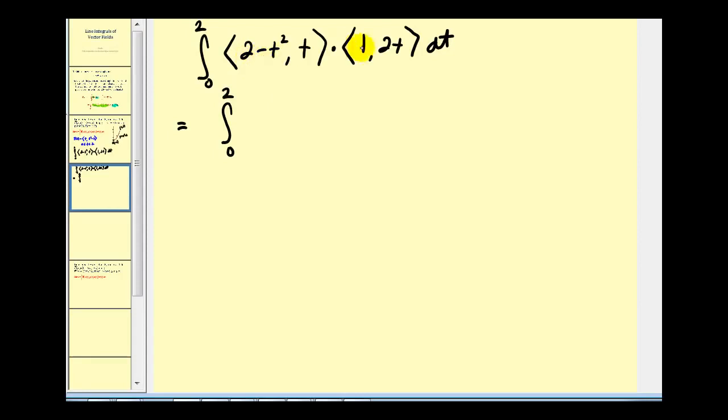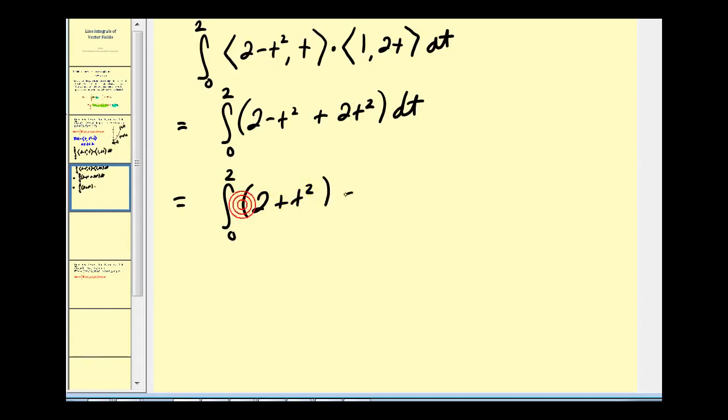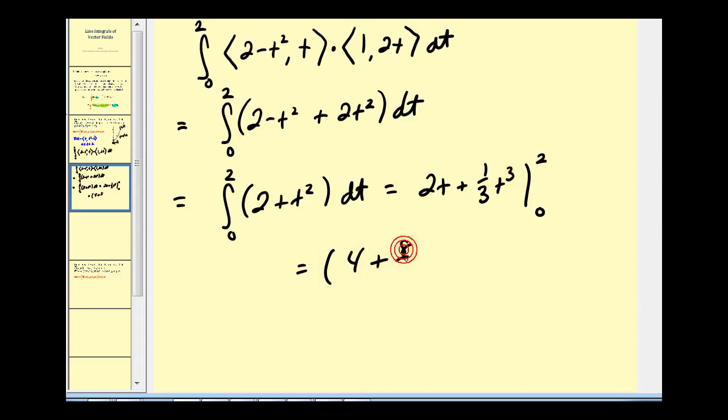So we'll have 2 minus t squared times 1, that's 2 minus t squared, plus t times 2t, that'll be 2t squared. Let's go ahead and combine our like terms. We'll have 2 plus t squared. So we'll have 2t plus 1/3 t cubed. So when t is 2, we'll have 4 plus 8/3. And then when t is 0, these are both 0. Well, 4 is equal to 12/3, so that'll be 20/3. So the work is 20/3.